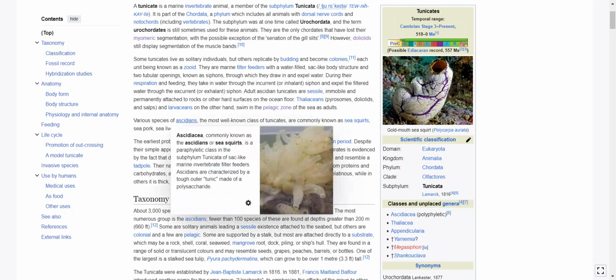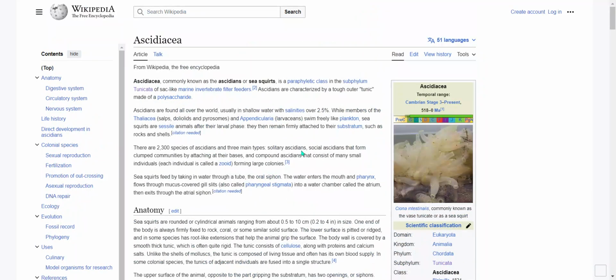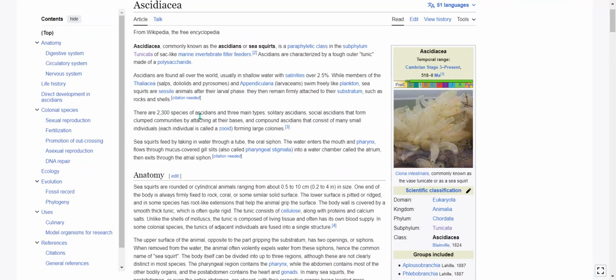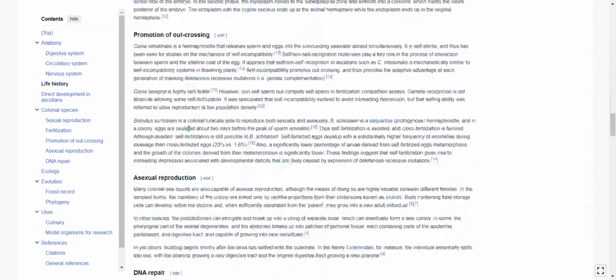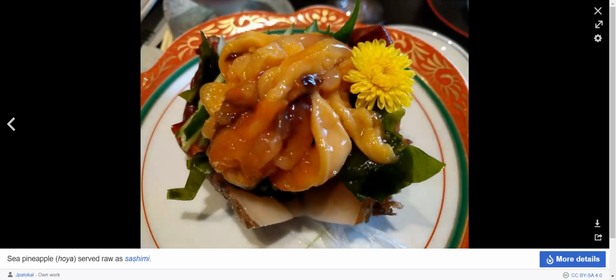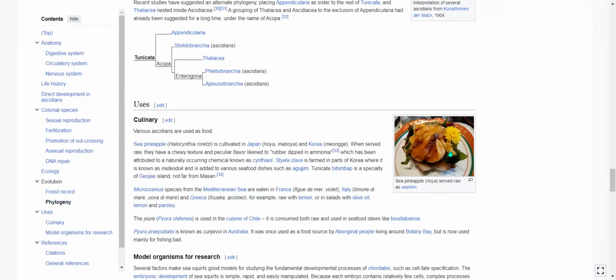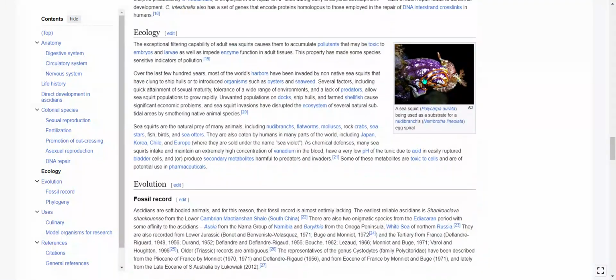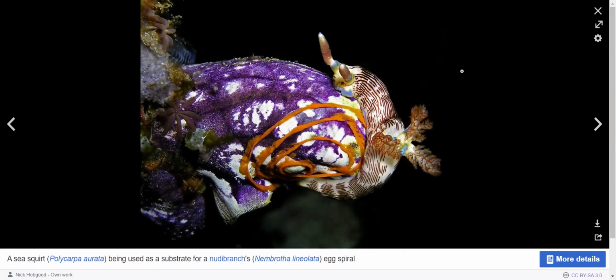Various species of ascidians. So ascidian is like the group, the class, and then their species. There are 2,300 species of ascidians. Look at all this information. Oh, people eating it. Sea pineapple, served raw as sashimi. I wonder if that tastes good. I'm not convinced. A sea squirt. Look at that one with a sea slug on it, a nudibranch. They're so pretty.